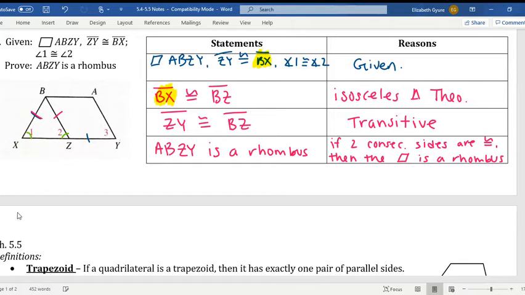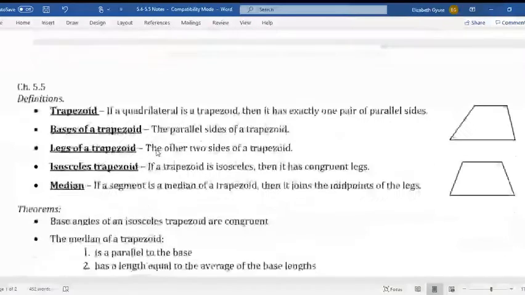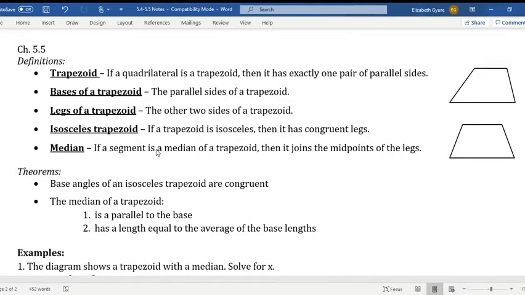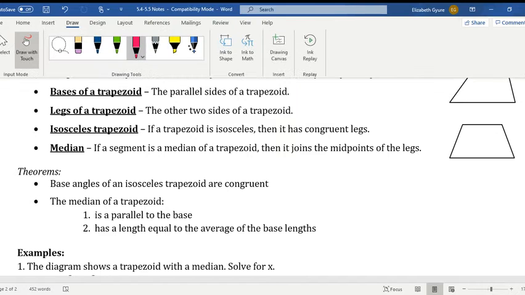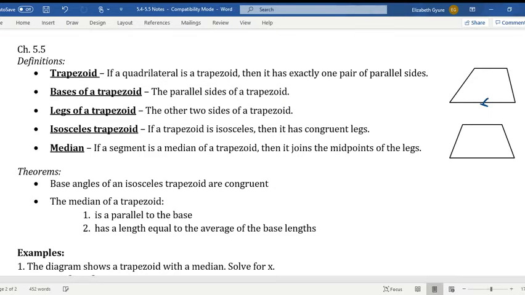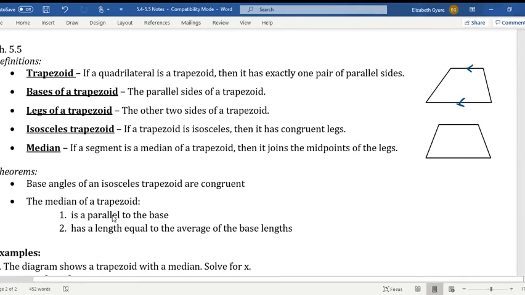Okay. So moving on to the back, we are going to talk about trapezoids. For a trapezoid, our definition is if a quadrilateral is a trapezoid, then it has exactly one pair of parallel sides. Exactly one pair. So can it have 2? No, exactly one pair. In this situation, it would be the top and the bottom here. Is it always going to be the top and the bottom? No, depends on how your picture is drawn.